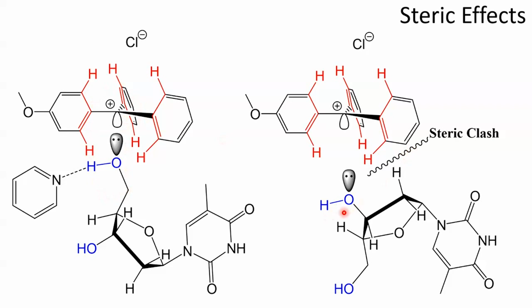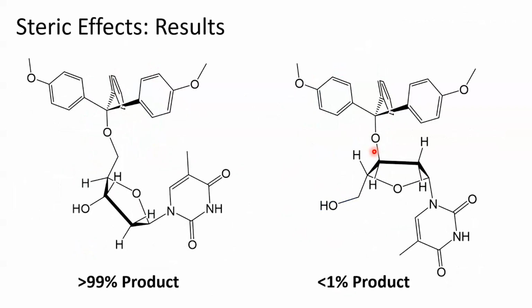Whereas looking at the secondary alcohol, we can see that there's this furan ring and it's bumping into or clashing with the aromatic groups near to the carbocation. So the primary alcohol can get a lot closer to the carbocation than the secondary alcohol can. And indeed, for this reason, we see that 99% of the product occurs where the primary alcohol reacts with the carbocation, and in less than 1% the secondary alcohol manages to get in there and react.